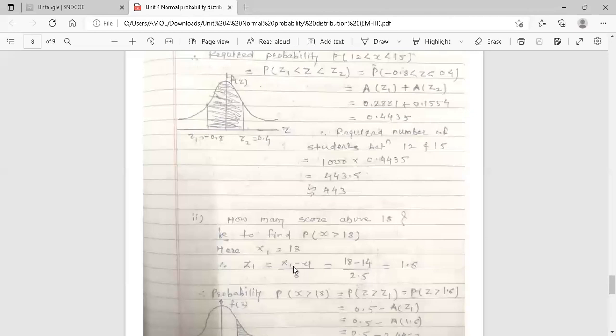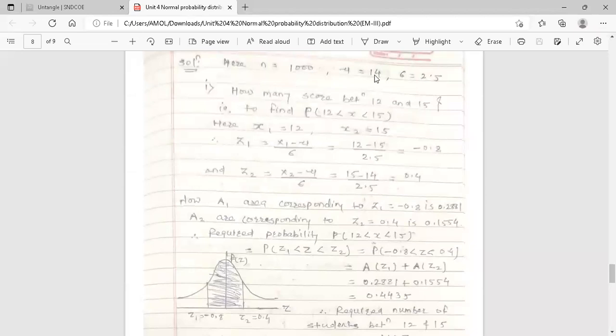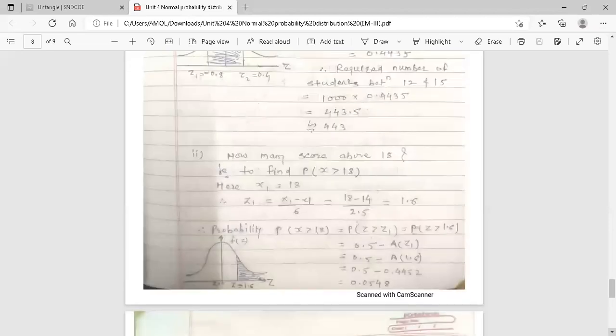Now your x1 is 18, mu is 14. Mean is given here. Mean is 14 and sigma is 2.5. The mean and standard deviation are the same for all sub questions. So put here mu and sigma, 14 and 2.5 respectively. And your x1 is 18 because we find how many score above 18. So if we simplify it, it is 1.6.